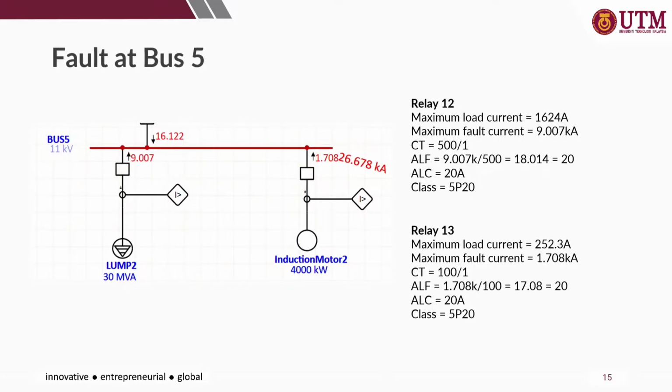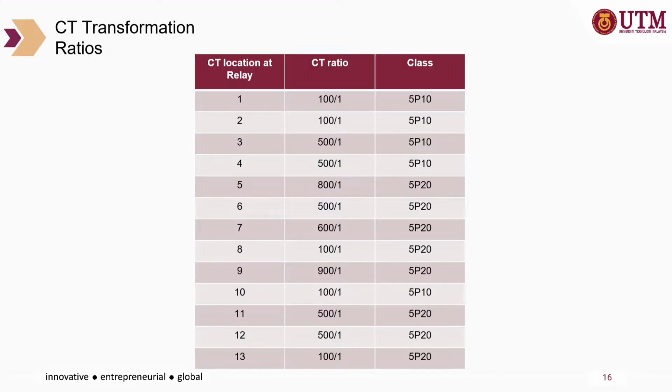For bus 5, we have relay 12 and relay 13. The CT for relay 12 is 500/1, ALC 20A, and the class is 5P20. For relay 13, the CT is 100/1, ALC 20A, and the class is 5P20. Now we are going to insert all of these values, which are the CT ratio and the class, into the network.